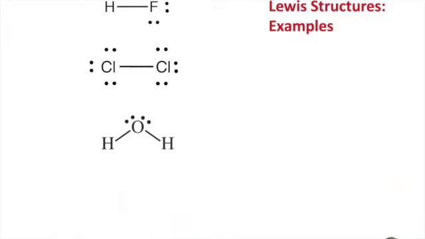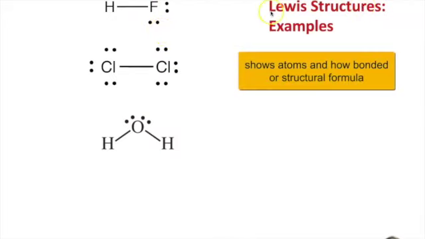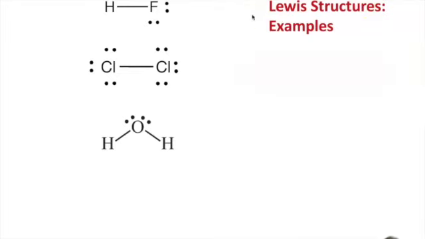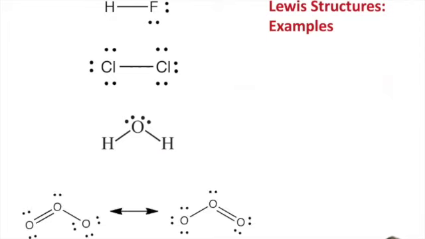These are examples of Lewis structures. This is what you end up with. These are 2-dimensional representations. So these are flat, and they show the atoms and how they're bonded. So they're called Lewis structures. They're also called structural formulas. Again, using the word formula like chemical formula, it's not a math formula. It is the atoms and how they're bonded, a structural formula.